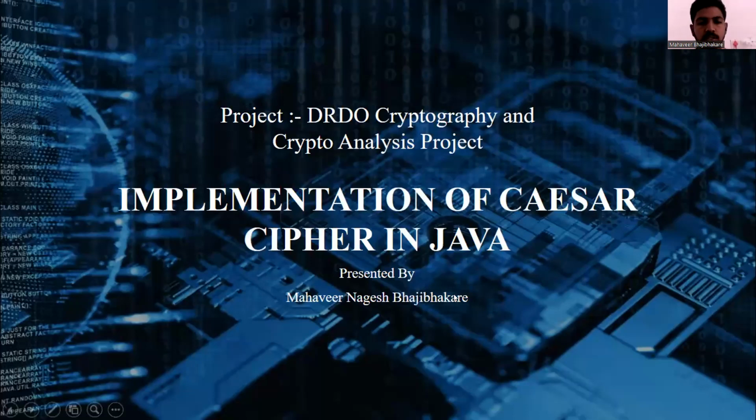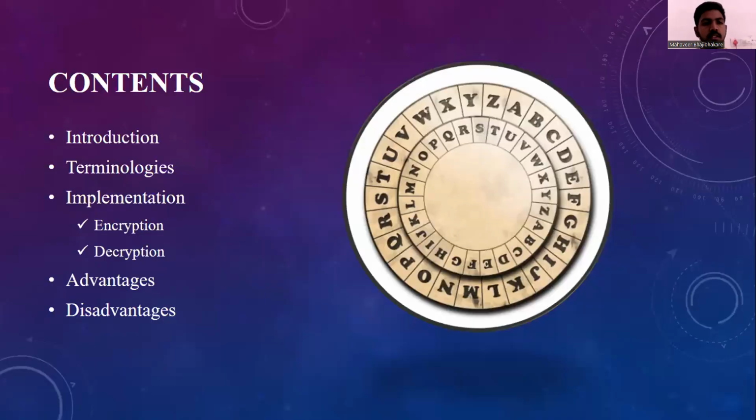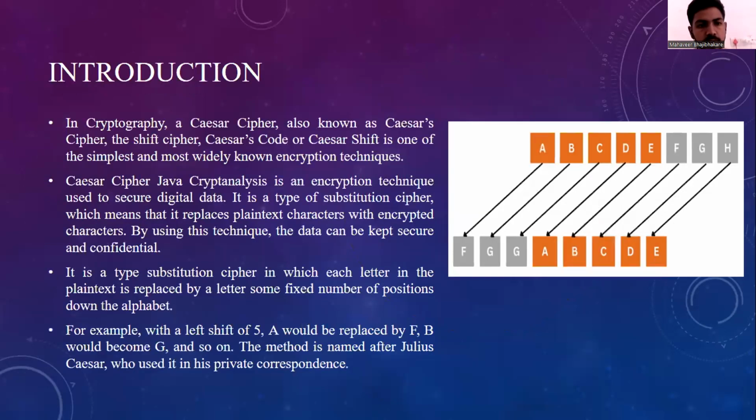Good morning, sir. My name is Mahaveer Bhajibhakare. I am from the Java Development Group. Today I want to give my presentation on the implementation of Caesar Cipher in Java, which is under the DRDO cryptography and cryptanalysis project. This is the content I followed: the introduction, then the terminologies, then the implementation of the code, divided into two parts, encryption and decryption, then the advantages and disadvantages of the Caesar cipher technique.